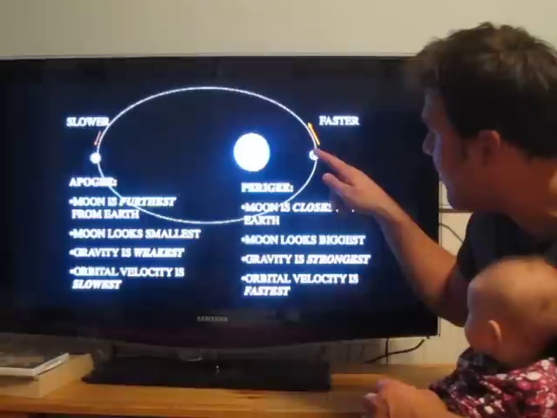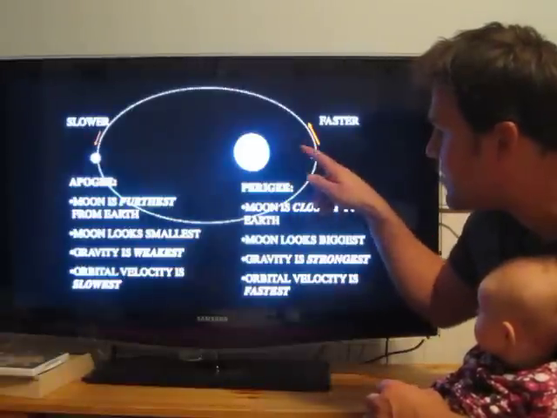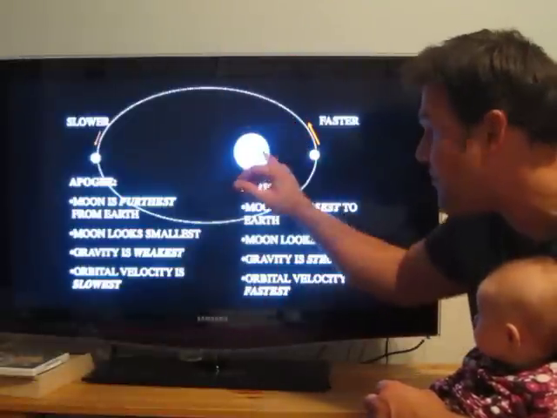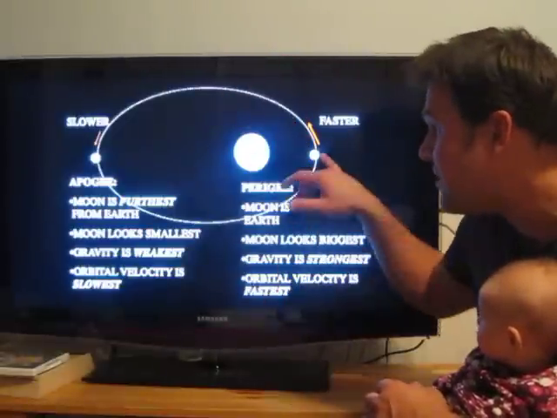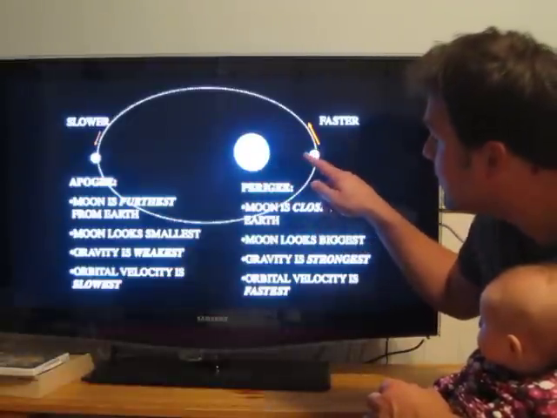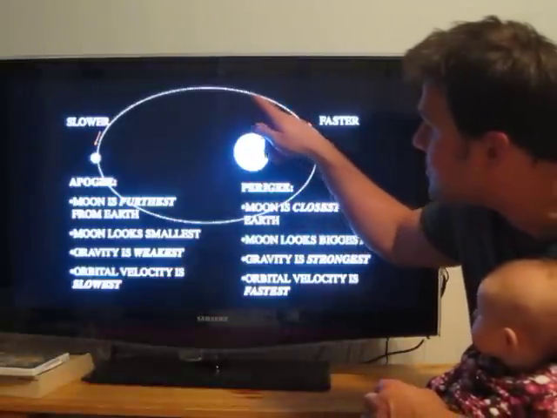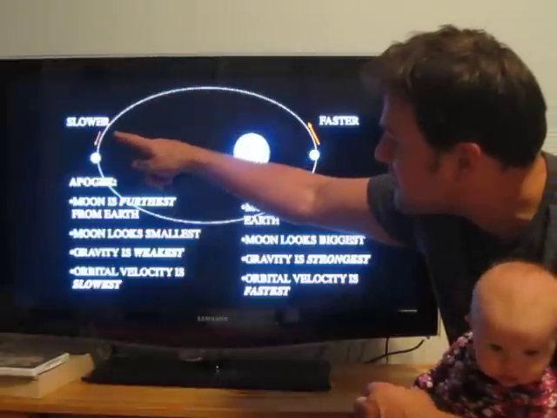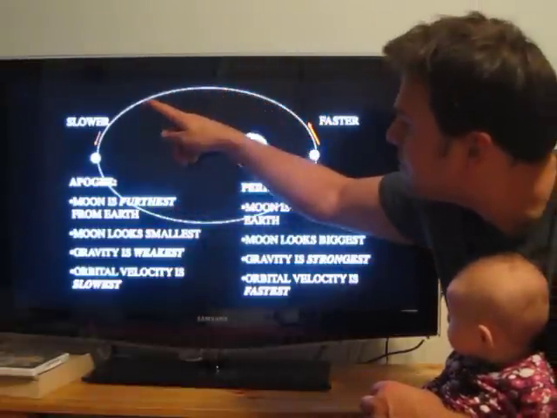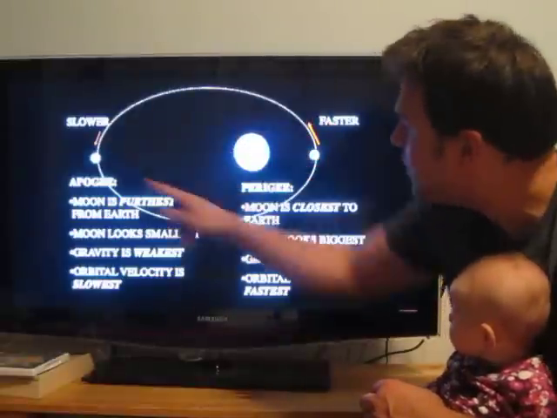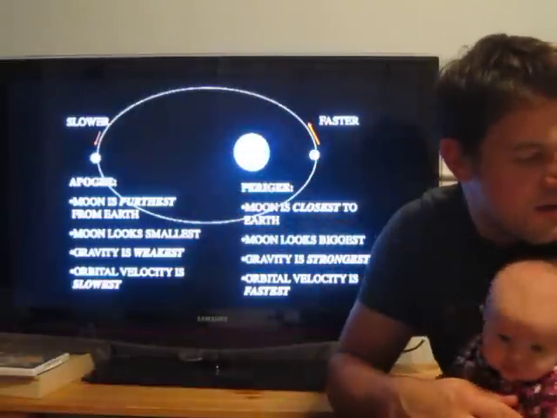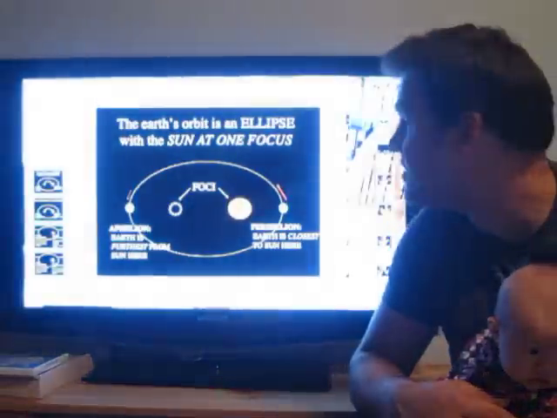Okay. At this time of the month, the moon is closest, so it's going to look bigger in the night sky, and the gravity is the strongest, and it's moving the fastest at that point. So it's really fast, and then as it moves, it slows down, slows down, slows down, then it starts speeding up, speeding up, speeding up, and then it slows down. Over and over again. Okay?